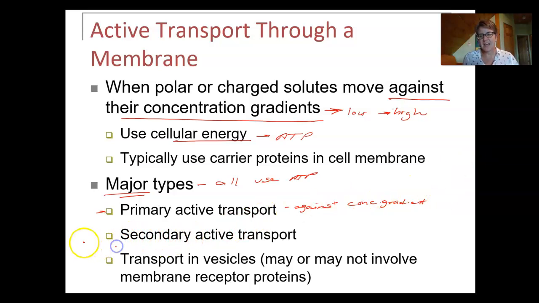Then there's secondary active transport, and that is kind of like the primary. So one with a little circle, that means primary. And kind of like plus dessert. It's that one with a little more added to it. And then the third major type is when I have to move big things. So it's bulk transport.